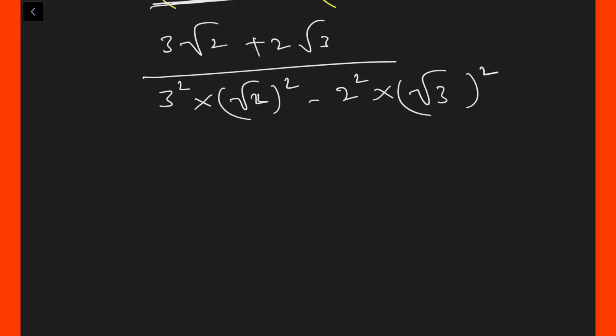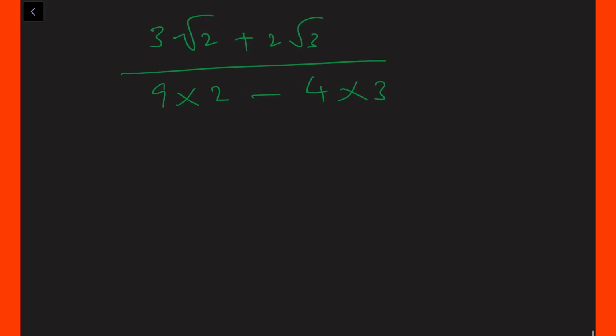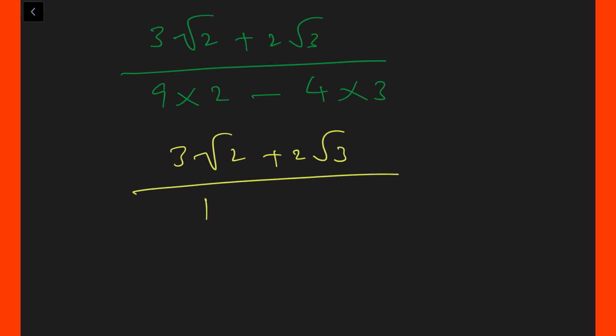We cannot simplify the numerator, so write the numerator as it is. 3 root 2 plus 2 root 3 whole divided by 3 square is 9 into square root cancel 2 minus 2 square is 4 into square root cancel 3. Numerator as it is, 3 root 2 plus 2 root 3 whole divided by 9 2s are 18 minus 4 3s are 12. So that is 3 root 2 plus 2 root 3 whole divided by 18 minus 12, 6. In the numerator we can take nothing common, so this answer is completed.